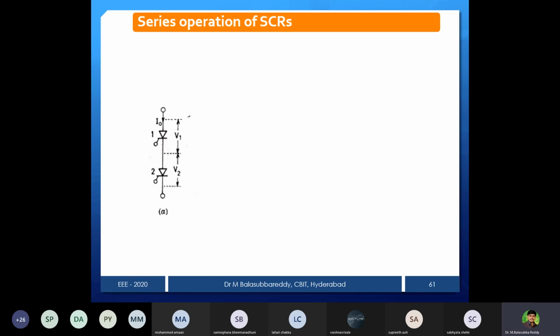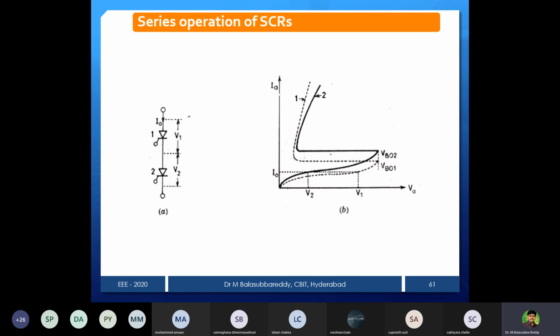Now, if I draw the characteristics of SCR1 and SCR2 on the same graph sheet, we can notice one thing. Let the dotted line be the SCR1 characteristic, and the other thick line the SCR2 characteristic.